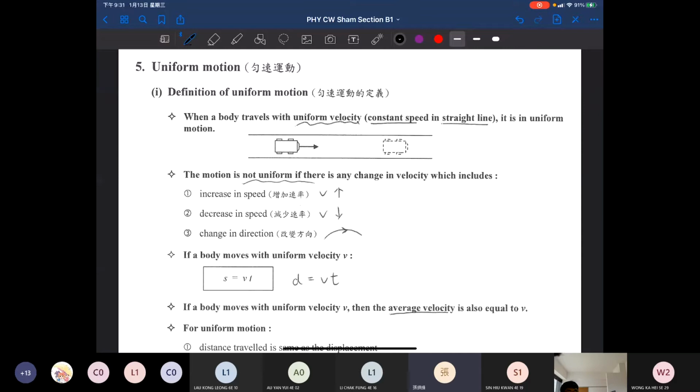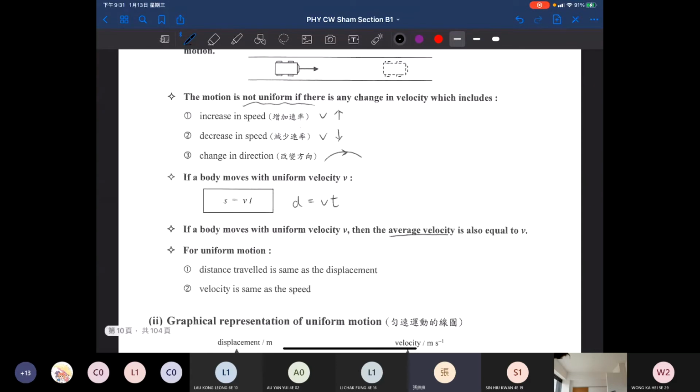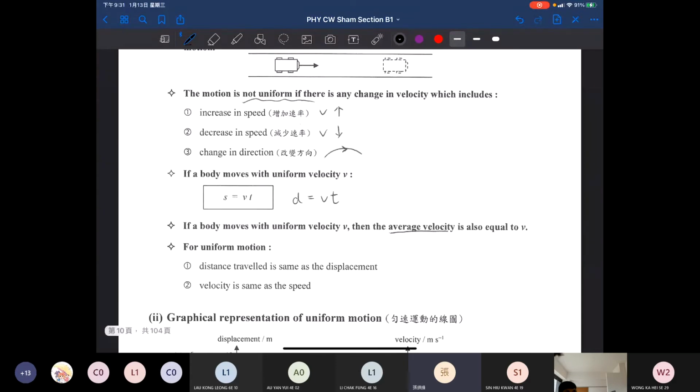If we want to calculate the relationship in uniform motion, we can use displacement equals to Vt, or distance equals to Vt. Also, for projectile motion, the horizontal direction is a uniform motion. The horizontal direction of projectile motion is a uniform motion.